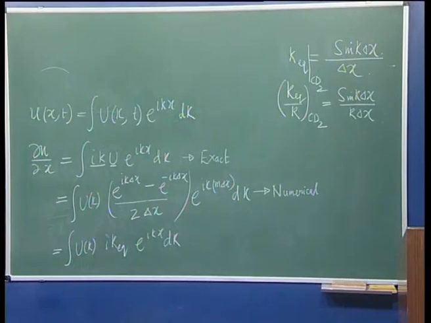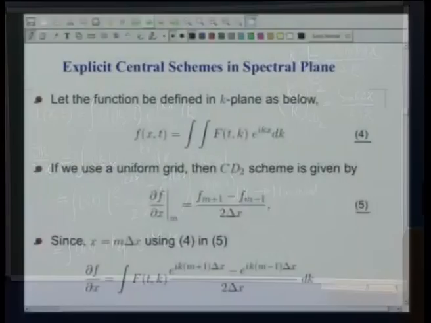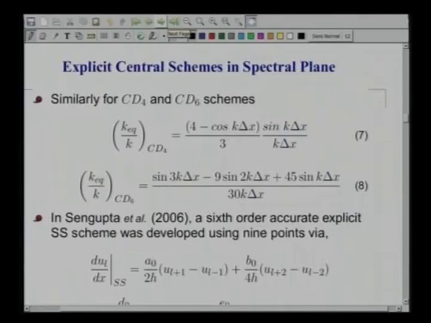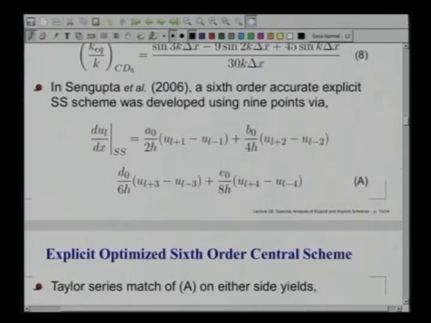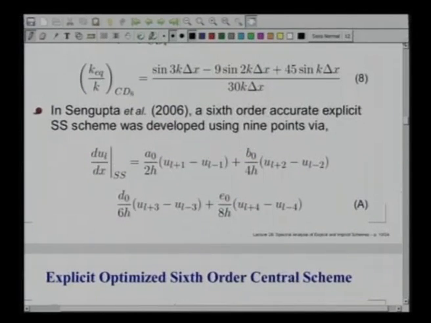Okay. So, we can carry on with this exercise for the CD4 and CD6 schemes, and what we notice is that we can get an expression for k equivalent by k for the CD6 scheme given by sin 3 k delta x, etcetera. That is given by your equation 8. So, we are collecting expressions for this in the k plane.